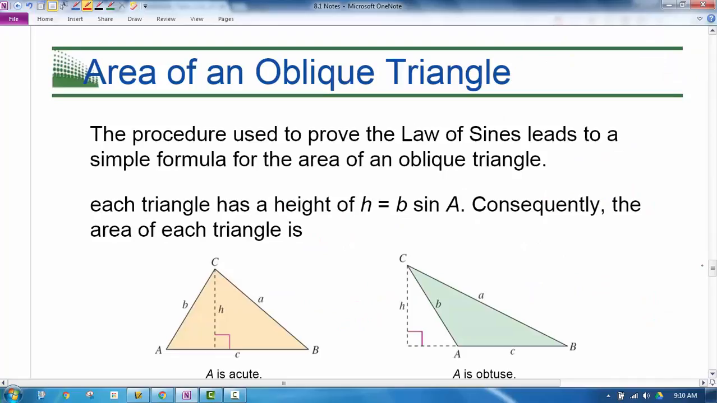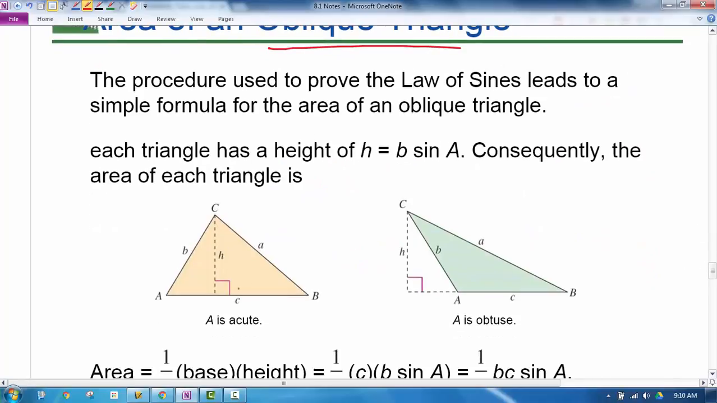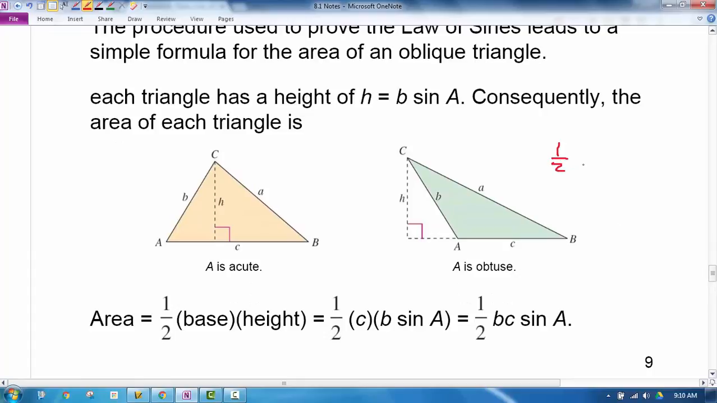Okay, the last thing is area of an oblique triangle. It turns out that when we have a triangle like this that is not a right triangle, we can still find the area of it, and we're still going to use 1/2 base times the height. It's just that when we go to find the height, we have to be careful.